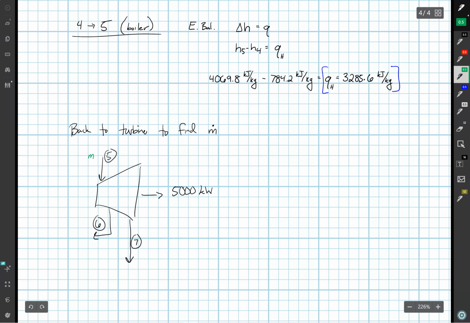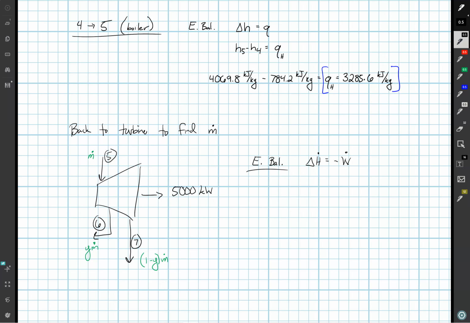We have a mass flow rate in, M dot. At 6 we have Y M dot, where Y was, we just found, 20%. And at 7 we have 1 minus Y M dot. Okay, our energy balance for this system is delta H dot equals minus W dot. Delta H dot is out minus in. So that is H dot 6 plus H dot 7, our 2 out streams, minus our in stream, H dot 5, and that's equal to negative 5,000 kilowatts.